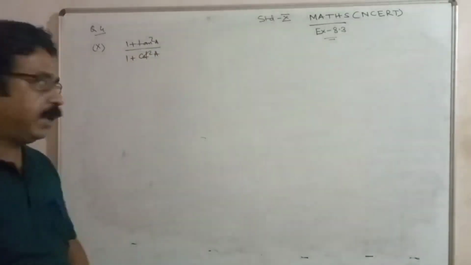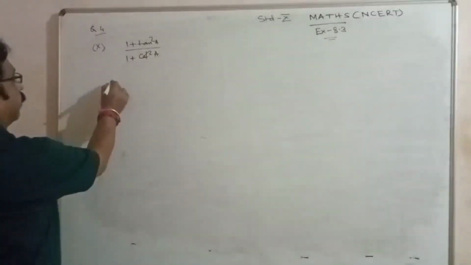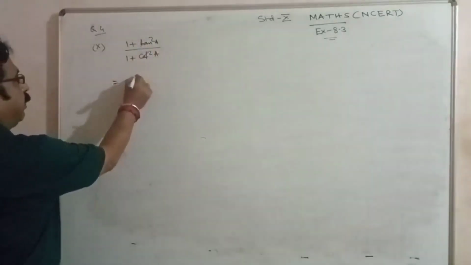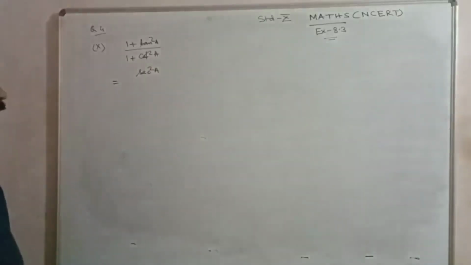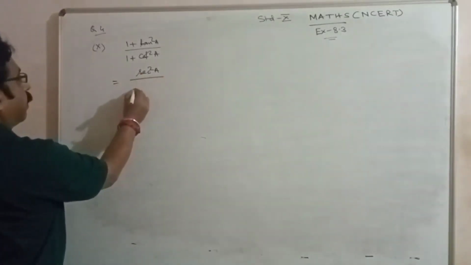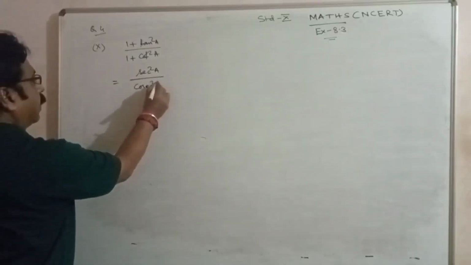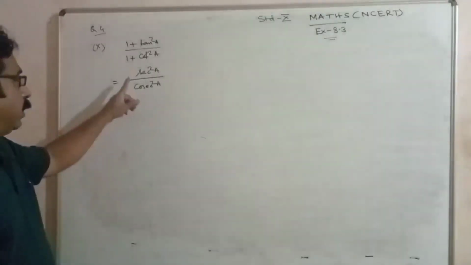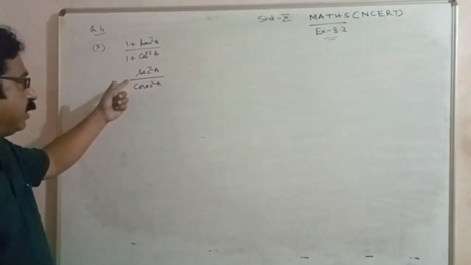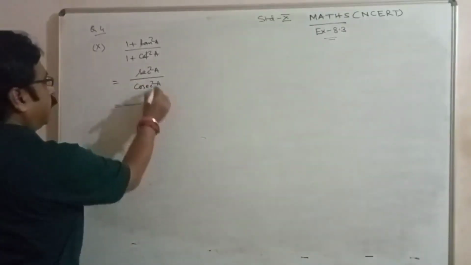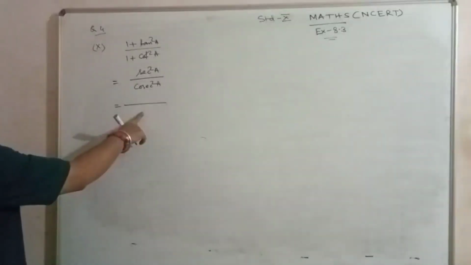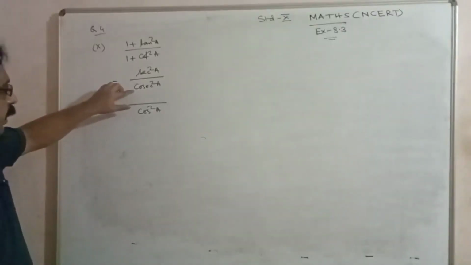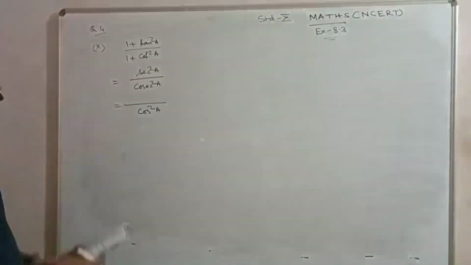We know sec square A is 1 plus tan square A. We can write 1 plus tan square A means sec square A, and 1 plus cot square A means cosec square A. Now cos A means 1 upon sec A, or sec A means 1 upon cos A. So sec square A, if we take from numerator position to denominator position, it will be cos square A. And cosec square A, if we shift from denominator position to numerator position, it will be sin square A.